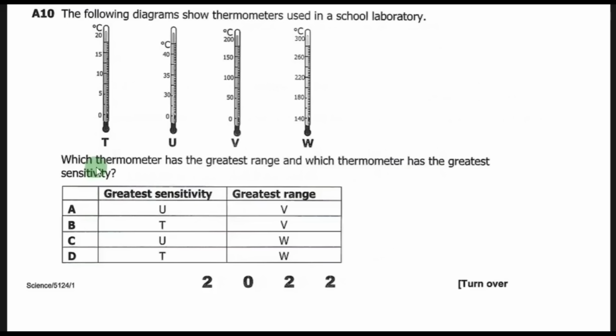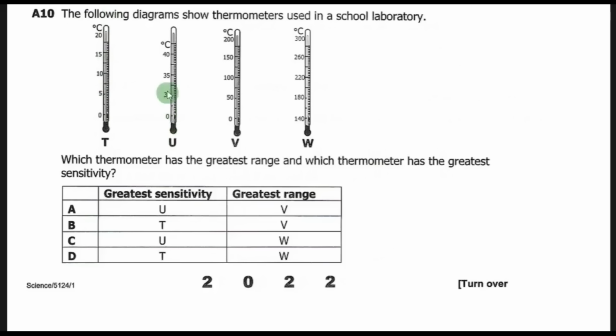All right, so for us to be able to answer this question, we must understand what a range is and what sensitivity is all about, where a thermometer is concerned. I'll start with range. Range is the difference between the lowest value and the highest value. For instance here, the lowest value is 0, the highest value is 20. So 20 minus 0 is 20. So the range for this thermometer is 20.